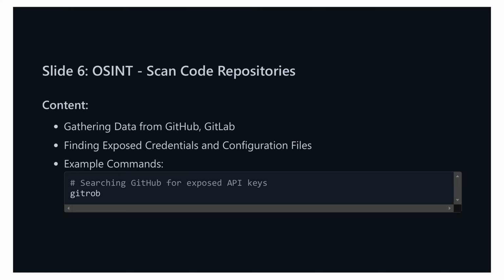By gathering data from platforms such as GitHub and GitLab, you can uncover exposed credentials and configuration files, which could be used for further network penetration efforts. A practical tool for this task is GitRob, which helps in searching such exposed data. For example, in bash, searching GitHub for exposed API keys: gitrob.